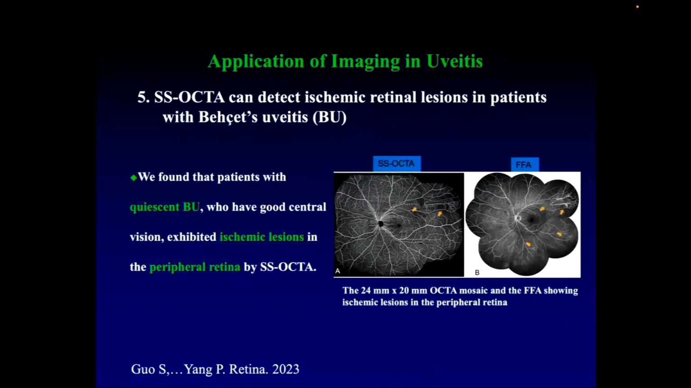SS-OCTA can detect ischemic retinal lesions in patients with Behcet's uveitis. We found that patients with quiescent Behcet's uveitis who had good central vision exhibit ischemic lesions in the peripheral retina by SS-OCTA.